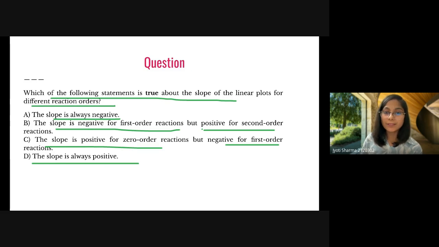What do you think? What will be the answer? Slope of the linear plot for different reaction orders. Which have the positive slope, which have the negative slope? Can you tell me?